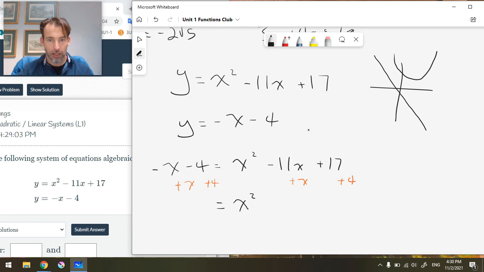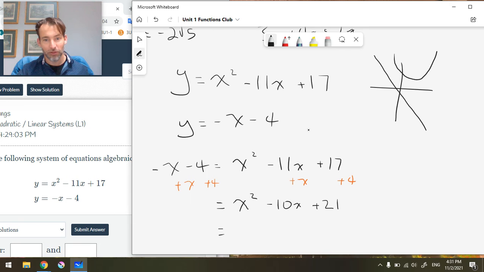And then that will be equal to x squared. We didn't do anything to that. x squared, minus 10x, plus 21. Okay, I'm looking for numbers that multiply to positive 21 and add to negative 10. Negative 3, negative 7. Okay, that does it.